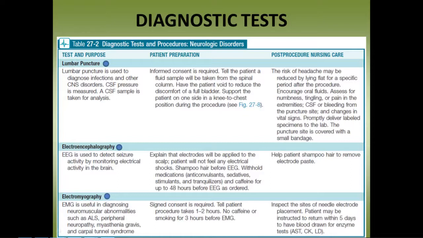For patient preparation, it is very important that we get a signed consent. What else? Tell the patient the procedure takes 1 to 2 hours. For some, it would take faster. No caffeine or smoking for 3 hours before the EMG because it could actually affect the activity of the nervous system. Inspect the sites of needle electrode placement.